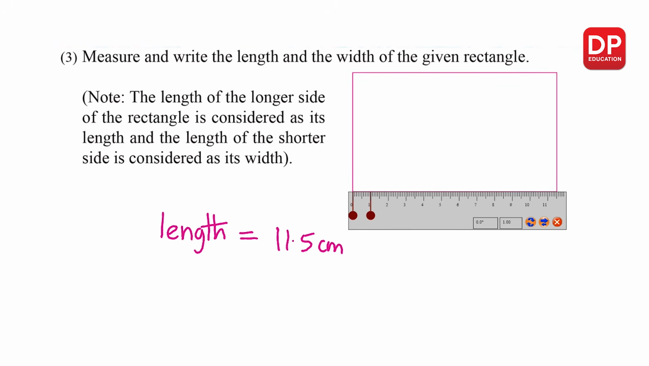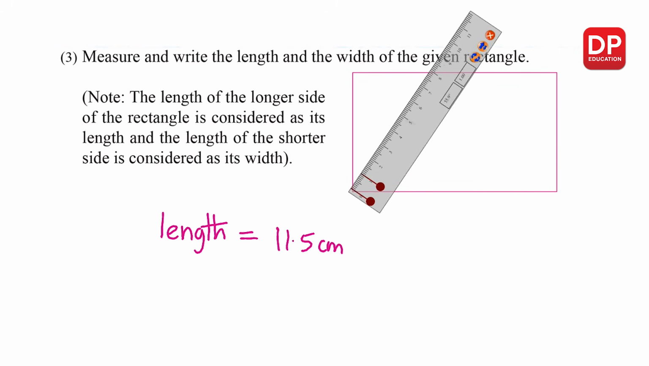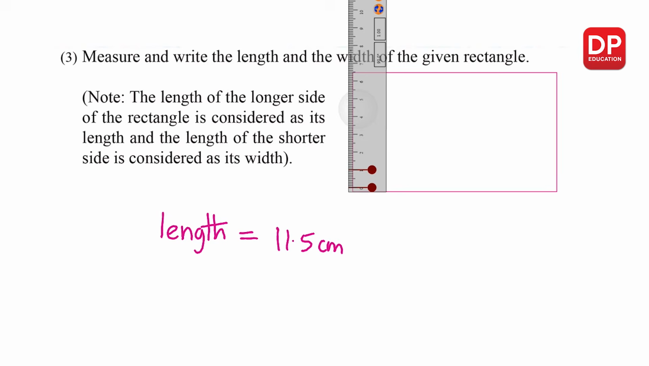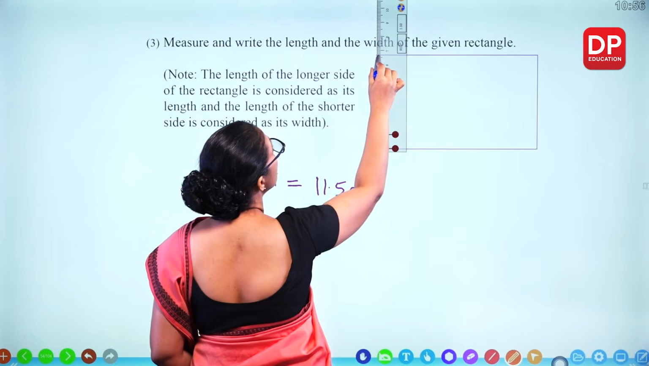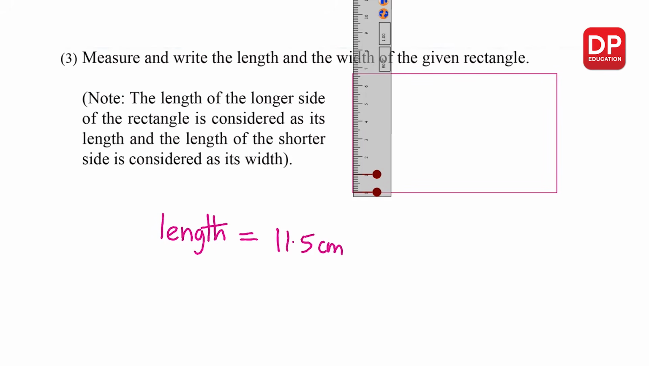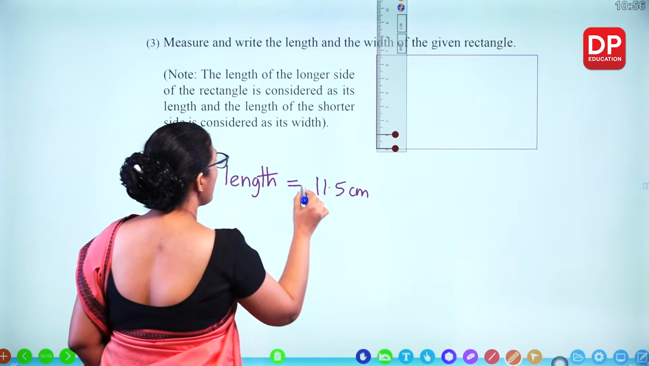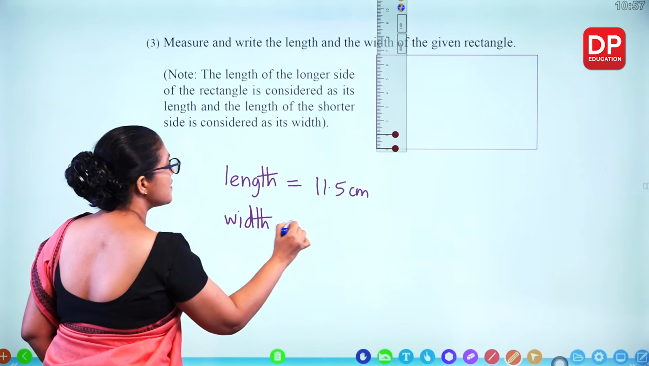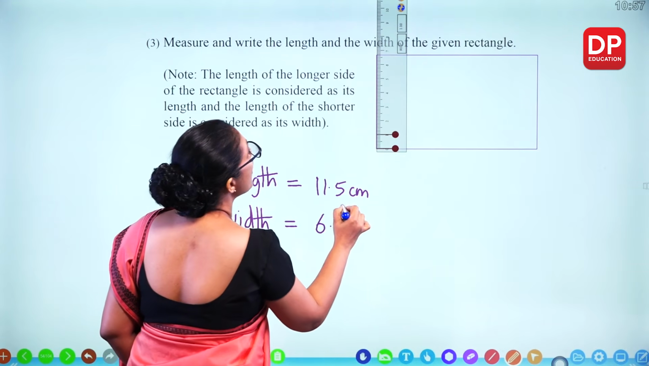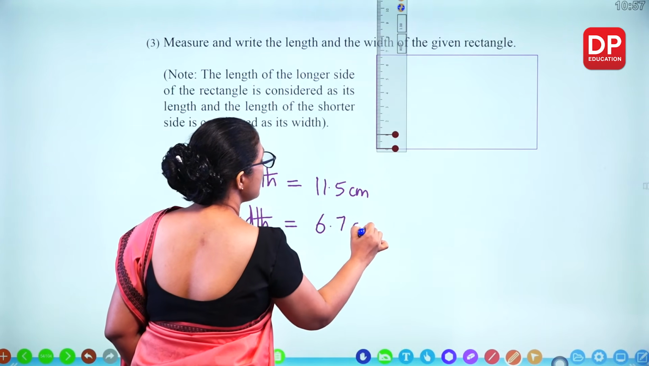Now width. I need to rotate this and keep this one on top of 0 and measure this length. 6.7. Here 5, 6, 7, 6.7. So width is equal to 6.7 centimeters.